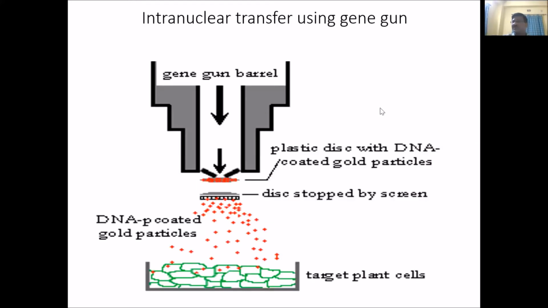The third one, the direct transfer without use of any vector, is the gene gun or gene gun barrel, where you can spray the DNA molecules or the recombinant DNA molecules at a very high speed onto the target cells. This is particularly useful for plant cells, where the coating of the plant cells is very tough. But in human beings or other animal cells, this is generally not needed.